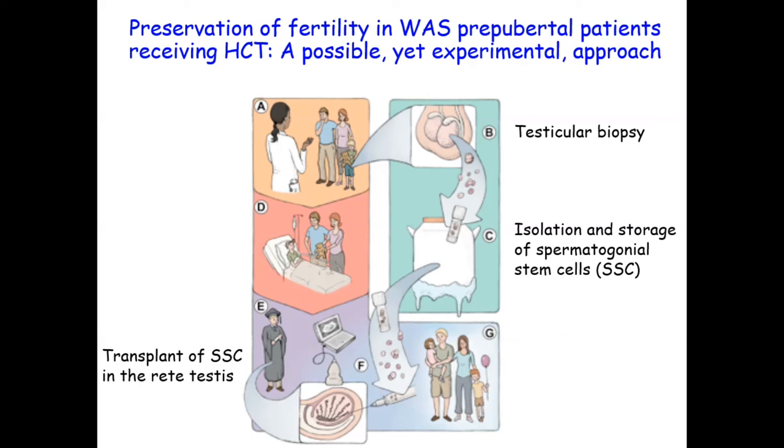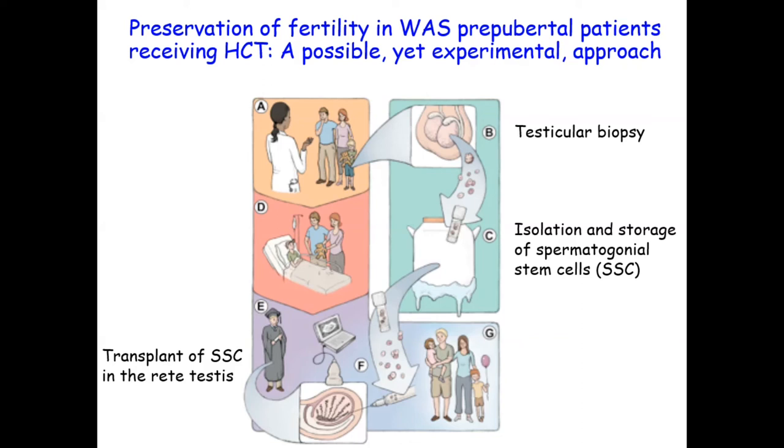So one thing one could do, and again, keep in mind that we're talking about experimental approaches, is to perform testicular biopsy, isolate and store what are called spermatogonial stem cells. These are not sperm cells. They are progenitors of the sperm cells, and they need to mature further and divide their chromosomes before becoming sperm cells. And then once you receive the transplant, you are fully cured, these cells are thawed and transplanted back into the testis, in what is called the rete testis, and they will differentiate and mature in the right environment and eventually produce sperm and hopefully give rise, in fact, to offspring. So that's one way to do it.